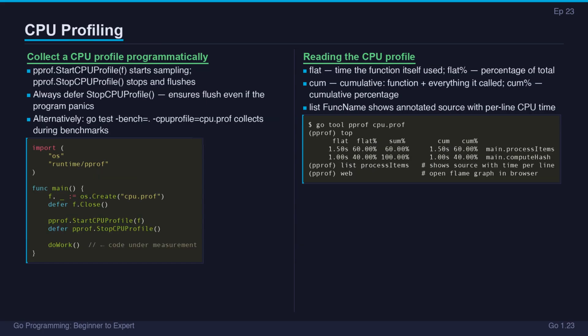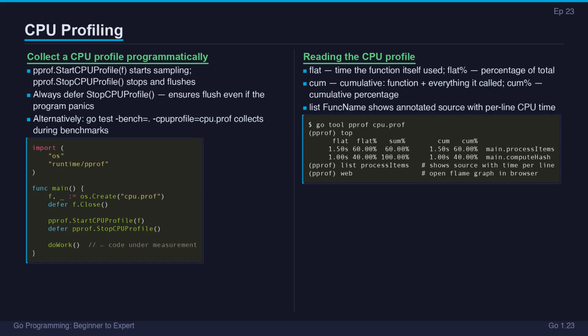Programmatic CPU profiling. Create a file, call pprof.StartCPUProfile(f), run the work you want to measure, then pprof.StopCPUProfile. Always defer StopCPUProfile. It flushes the profile data to the file. If you forget, the file is empty. The profile records where the CPU was executing at a high sample rate, typically 100 times per second. After enough samples, you get a statistical picture of where the program spends its time.